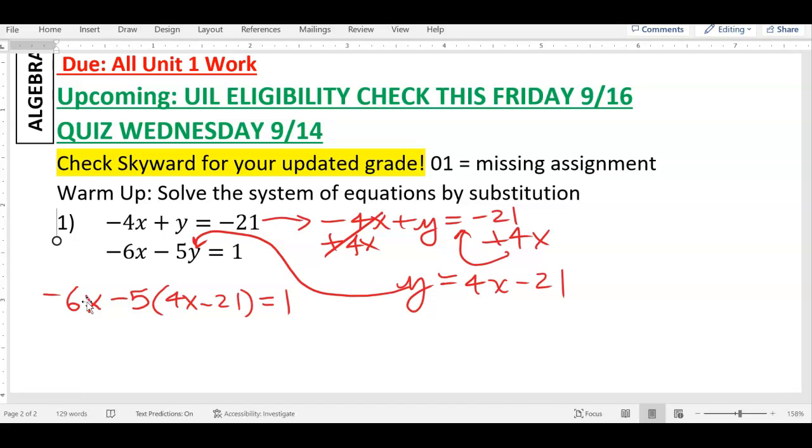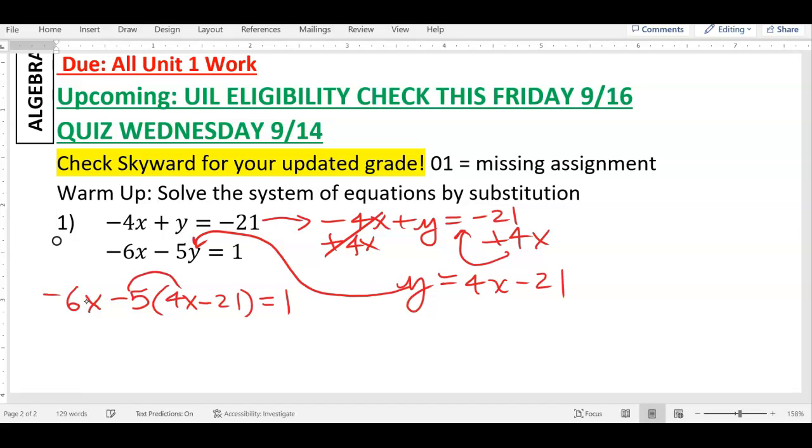Okay. This is along the way here. So again, I solved the first one for y, plug it into the other one, replacing y with 4x minus 21. And now I need to simplify this, PEMDAS, etc. So what would I do first here? 5 goes into 4. So what is that number in front of the parentheses? Negative 5. So don't forget the signs.